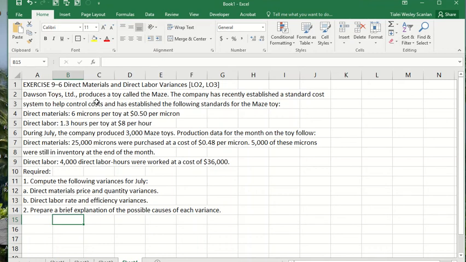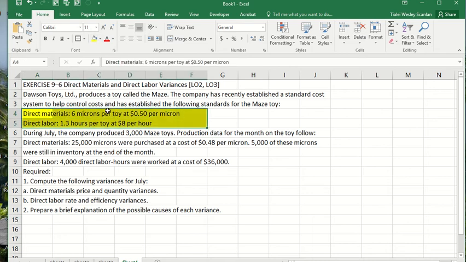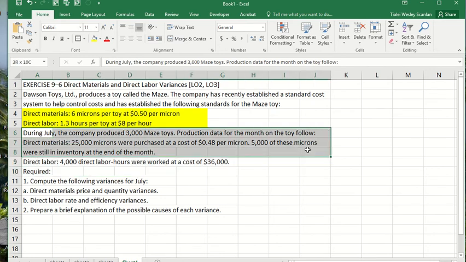OHA class. So we're doing direct materials and direct labor variances over here. They produce a toy called Maze, Dawson Toys. They have a standard cost system. Direct materials, this is their standard, so these are standard costs. Then these will refer to what actually happened.